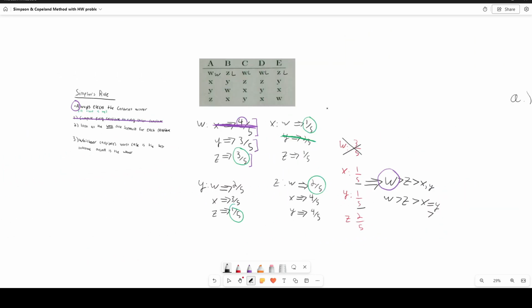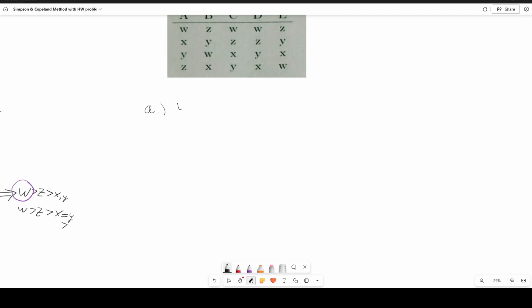Given this chart, part A wants to know, is there a Condorcet Loser and is there a Condorcet Winner? Well, there is, and we found it by using the Simpson method, by showing that W wins every comparison and X loses every comparison. This means that W will be our Condorcet Winner and X will be our Condorcet Loser. Just rewriting this, we have W equals Condorcet Winner and X equals Condorcet Loser.